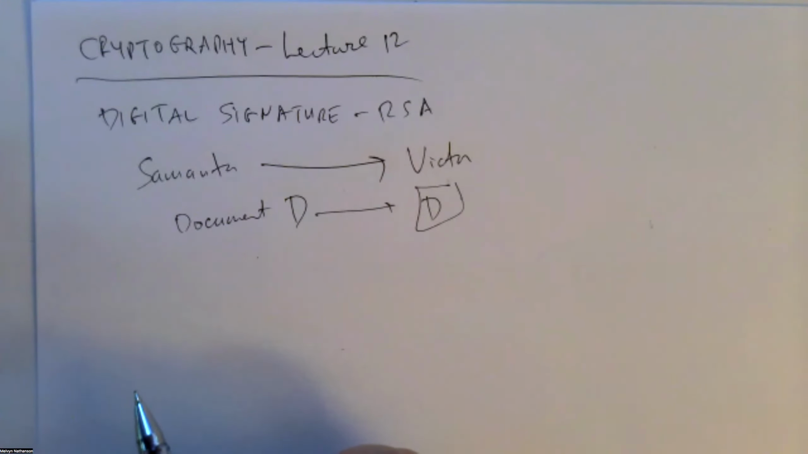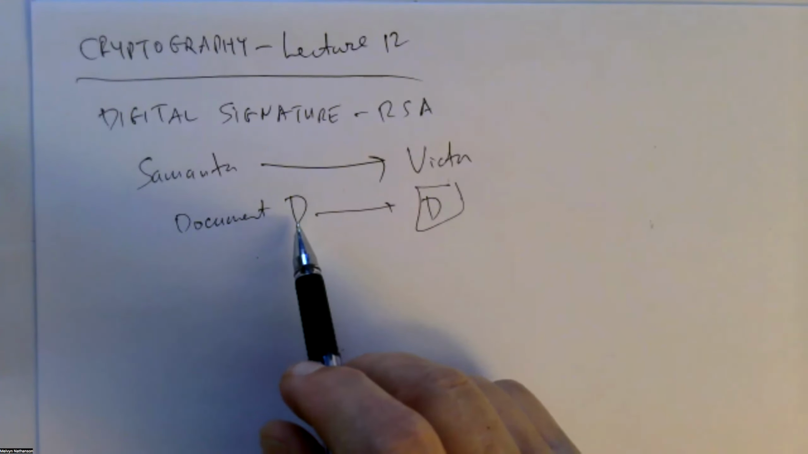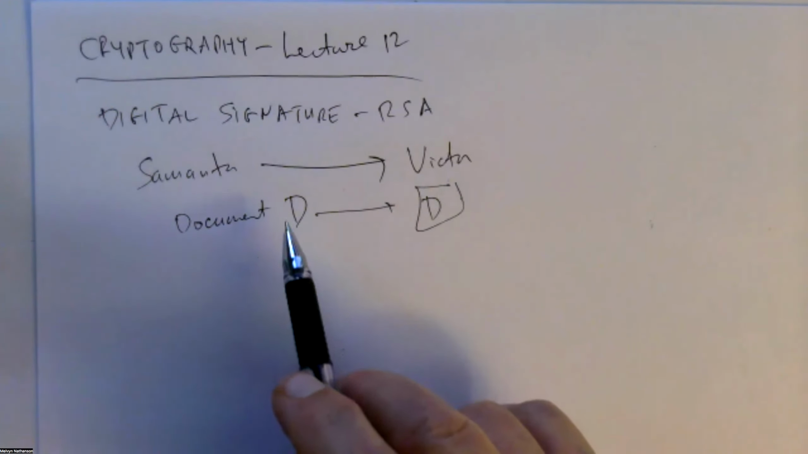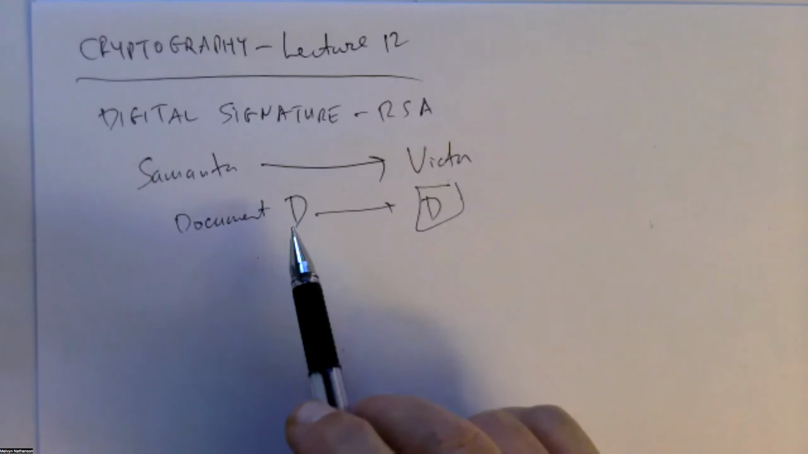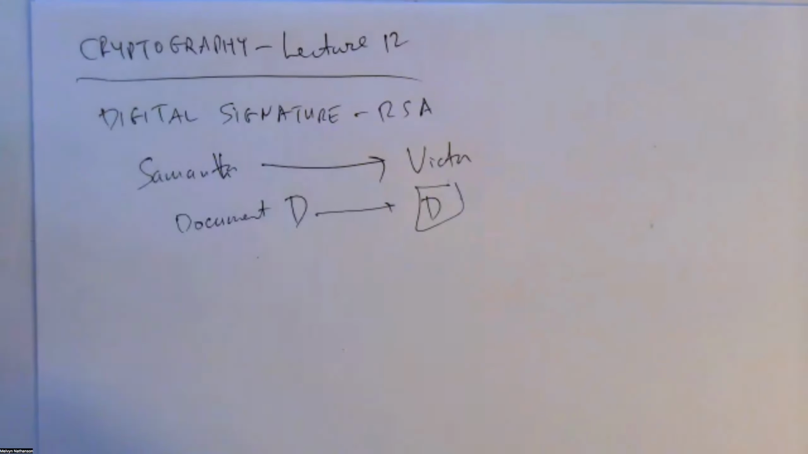So the method is based, just as the RSA public key crypto system is based, on the fact that factoring an integer is hard, multiplying integers is easy, and some elementary number theory that all of these crypto schemes that we've talked about are based on. So here is a document. Anyone, Victor, everyone in the world can see this document, but the problem is to prove that it was really Samantha who sent the document and no one else.